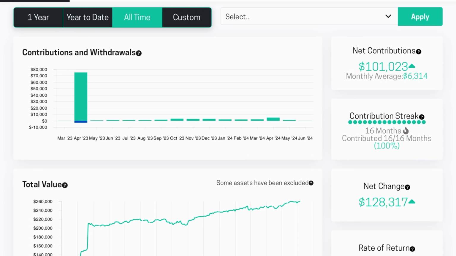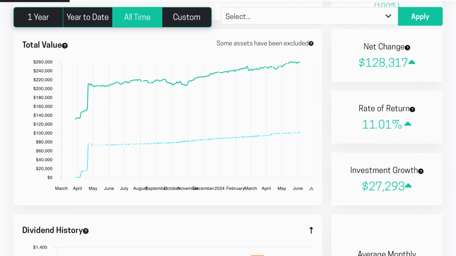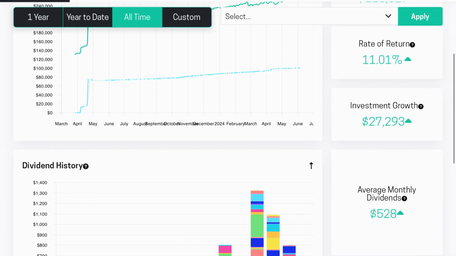So we can see that it dates back to April of 2023. That is when I started. And you can see that we've made some regular contributions all the way forward to now. In general, we're making 11% return according to Passive. The investment has grown $27,000 since April of 2023. Keep in mind, this is all of the accounts.